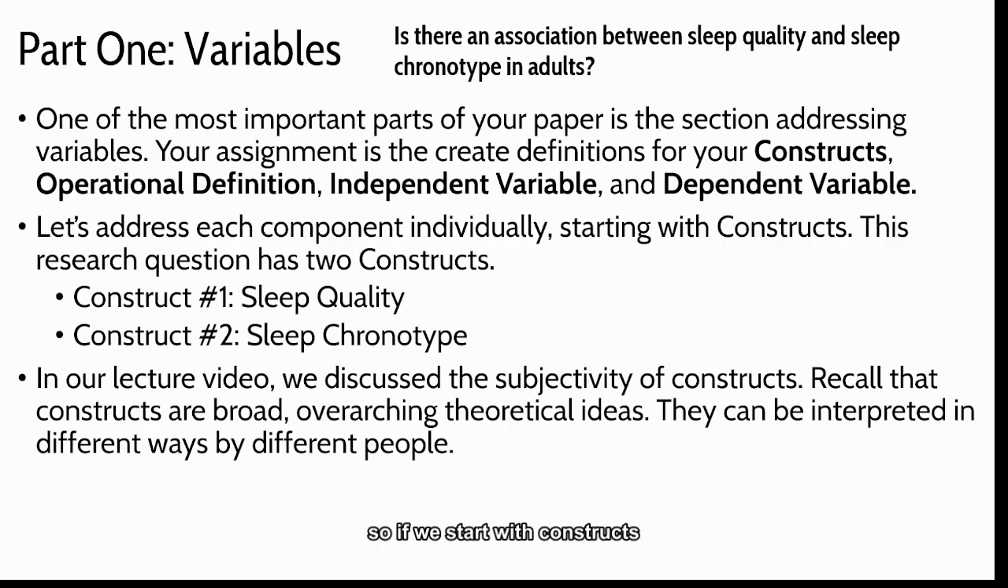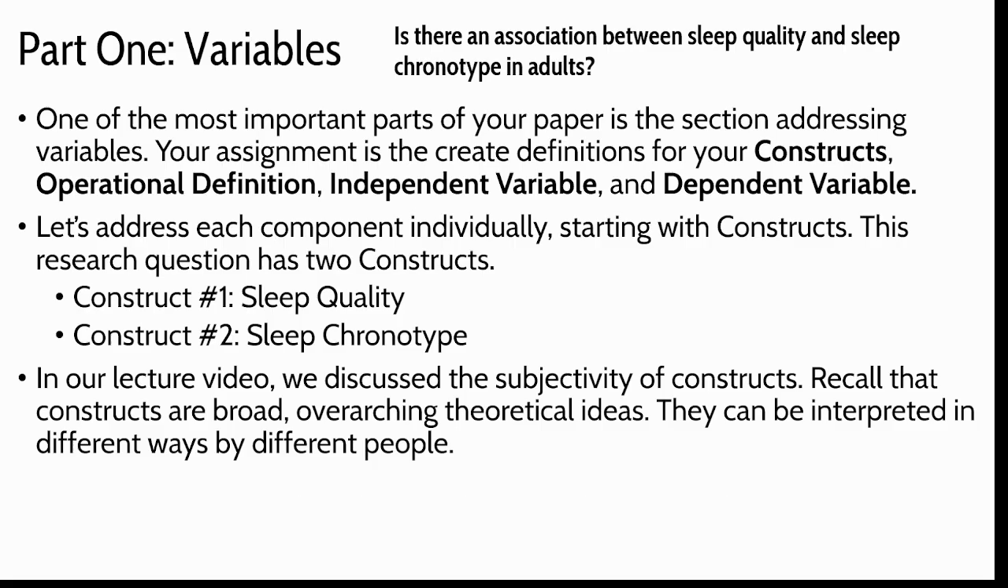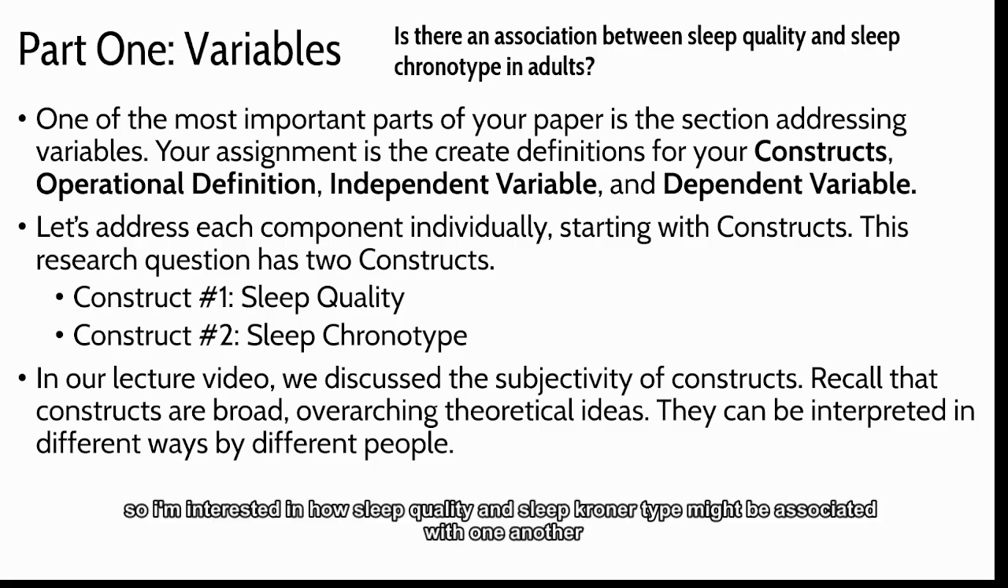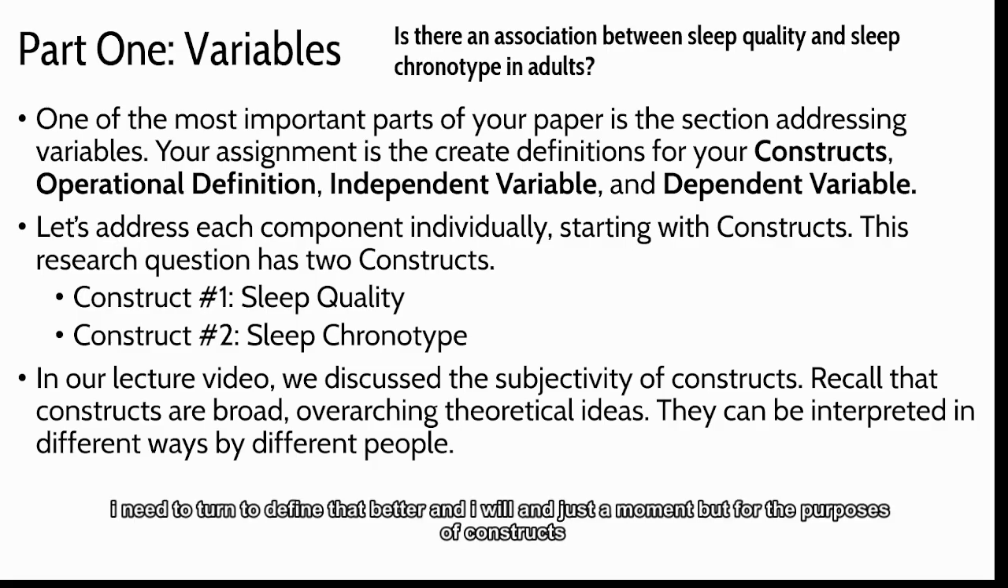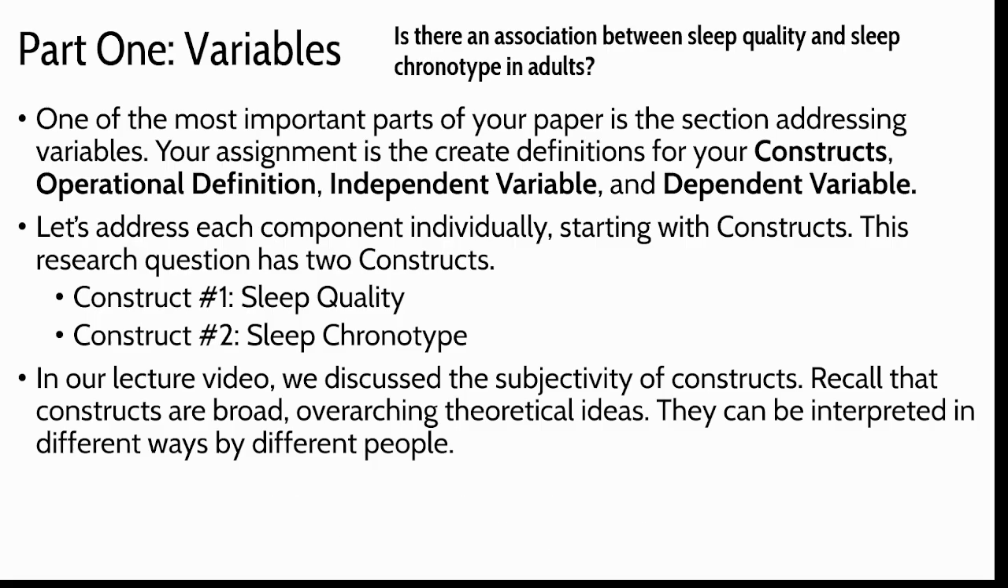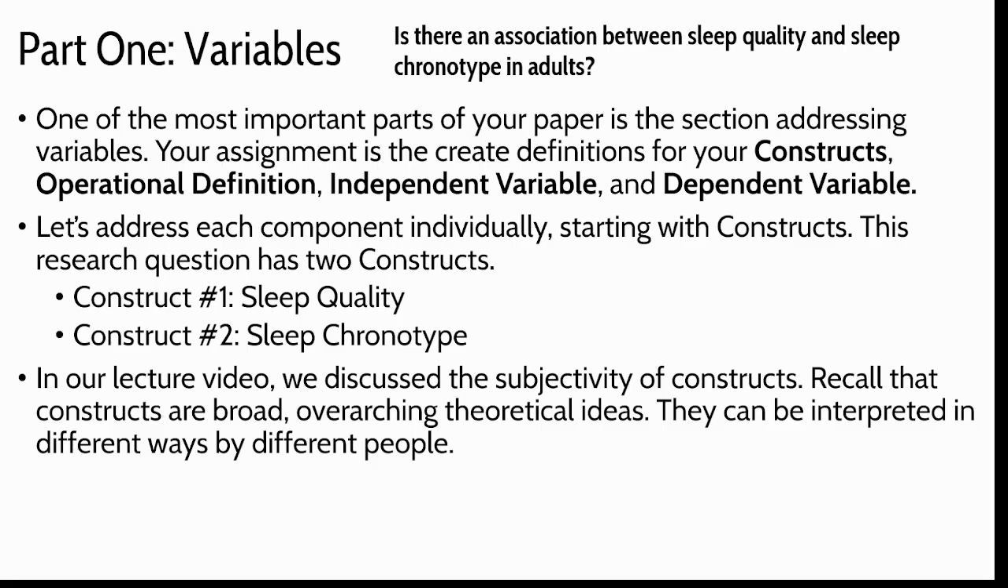So if we start with constructs, this study that I proposed here has 2 constructs. Your study should also have 2 constructs, because constructs are the theoretical terms that we use for the overarching variables of your project. So I'm interested in how sleep quality and sleep chronotype might be associated with one another. These are subjective ideas, right? Sleep quality, I need to define that better, and I will in just a moment. But for the purposes of constructs, sleep quality is totally appropriate. So when you write construct 1, it might be 1 or 2 words. Same thing with construct 2.